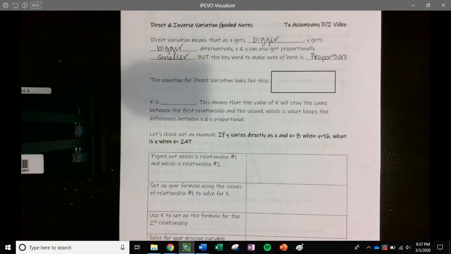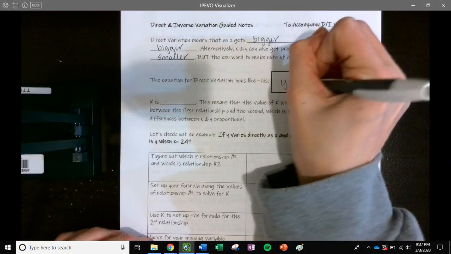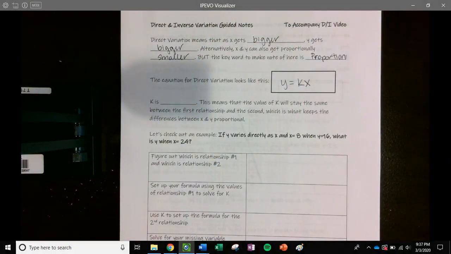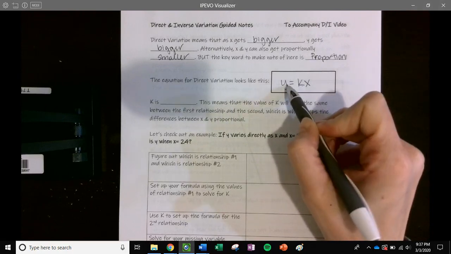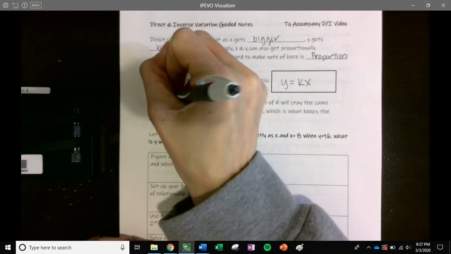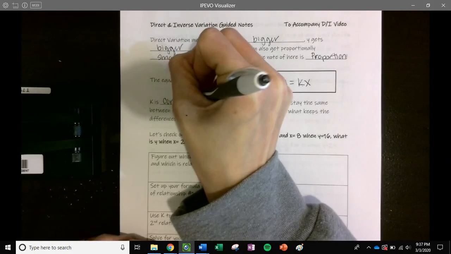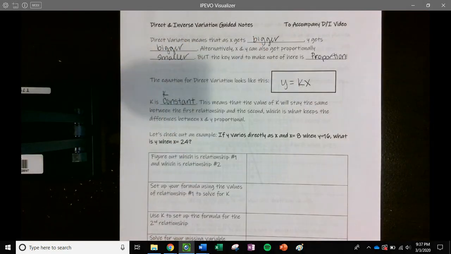So the formula that we're going to use for solving direct variation problems looks like this. y equals k times x. So our input value times k will equal our output. But what is k? Okay, k is constant. And if it helps to remember and you would like to use the Kardashian spelling, why not use a K to spell constant? Doesn't matter to me.